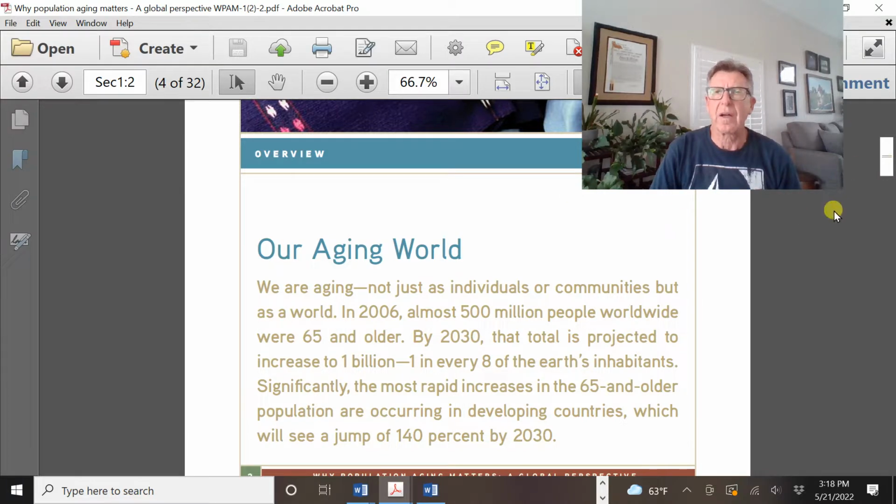So this is a quick overview. A little shock and awe here, just the transition that's happening. We see in the early part of this report, in 2006, 500 million people worldwide were 65 and older. So right around the corner, 8 years from now, the projection is that we're going to have a billion people that are 65 and older.